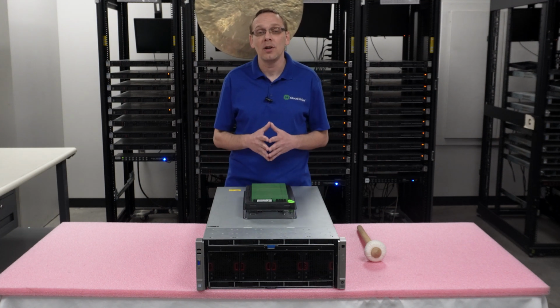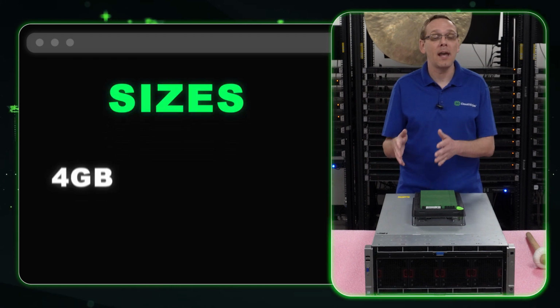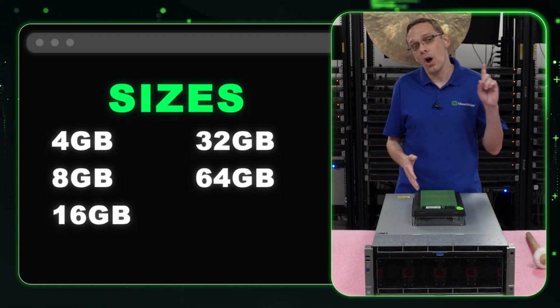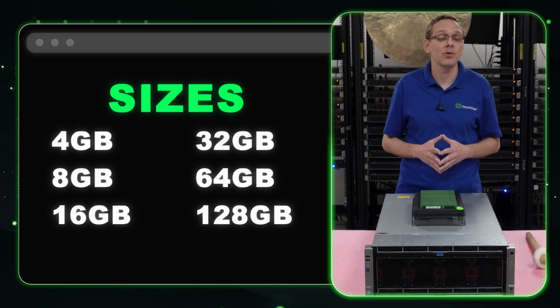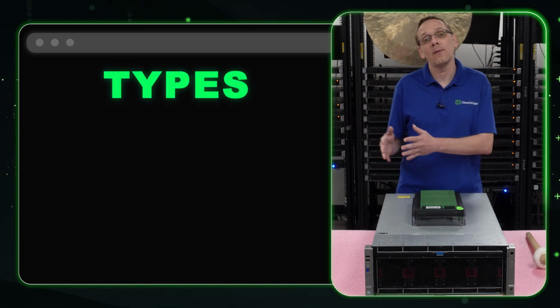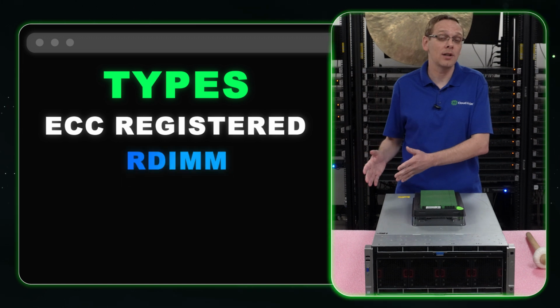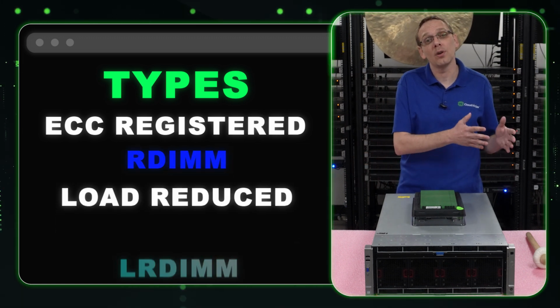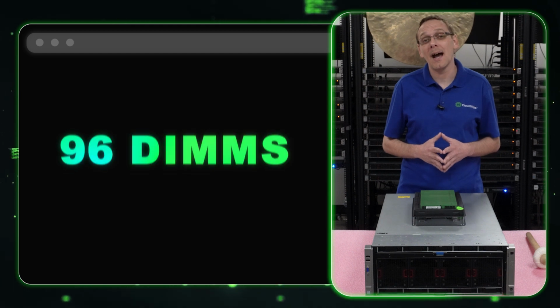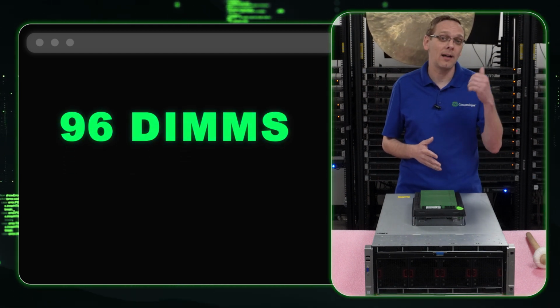Let's talk about sizes. You can do 4 gig, 8 gig, 16 gig, 32 gig, 64 gig, or all the way up to 128 gig, but there's a trick for the 128 gig. That brings us to what types of RAM are compatible. You have ECC Registered, known as RDIMM, and Load Reduced, known as LRDIMM. With ECC Registered, you can max out using 96 DIMMs, which we should have highlighted earlier.